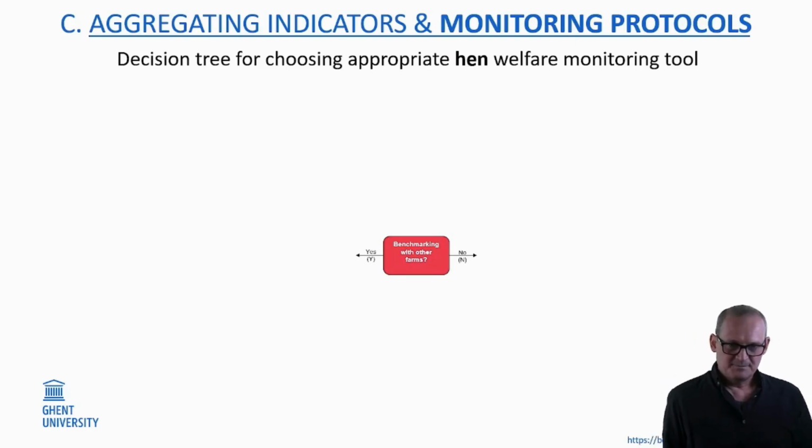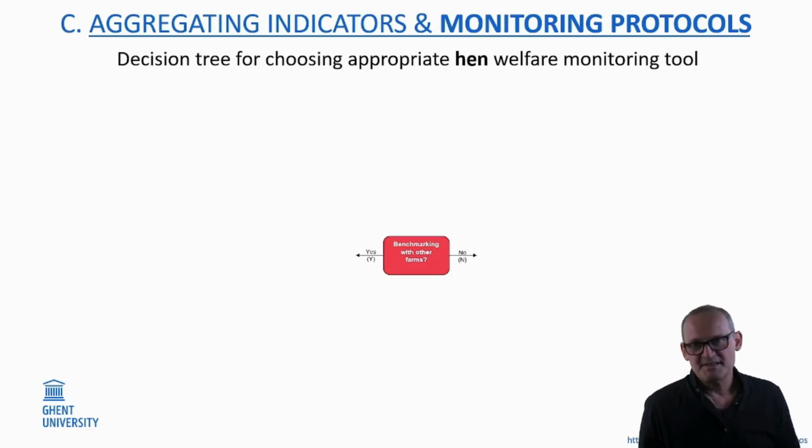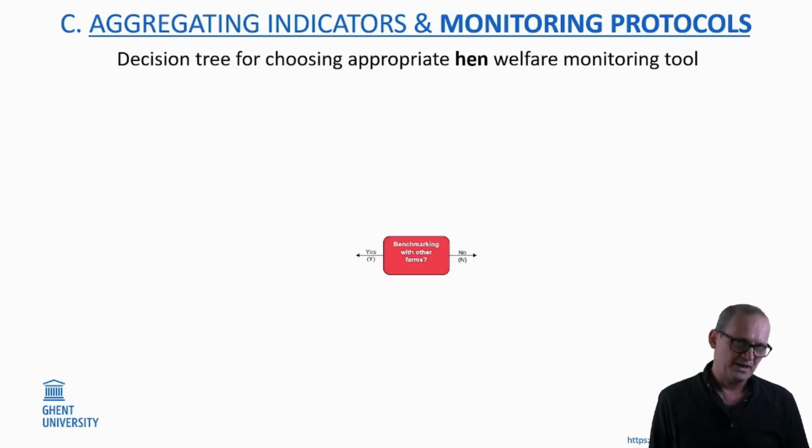In the Best Practice Hens project, a decision tree was developed for choosing an appropriate hen welfare monitoring tool, because many tools have been developed already in various countries, but often with different types of emphasis or different types of applications in mind.